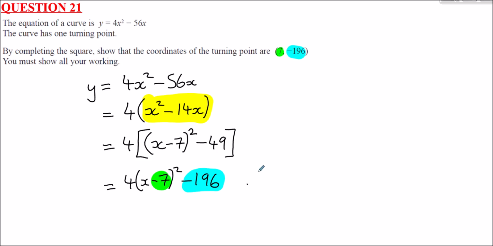So therefore, turning point is when x is positive 7 and y is minus 196. That's all we need to do, and we're done.